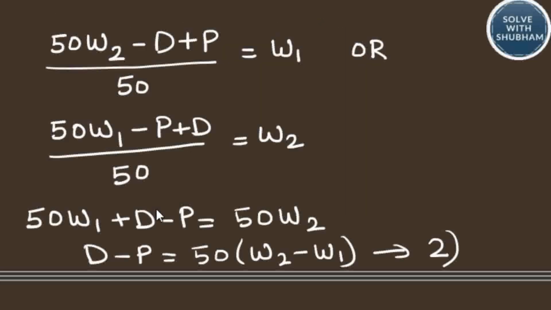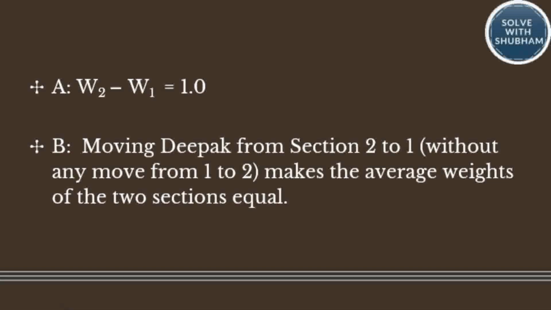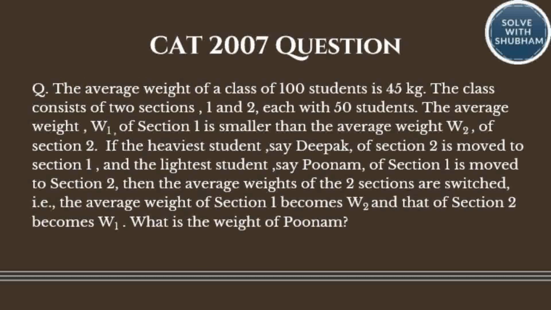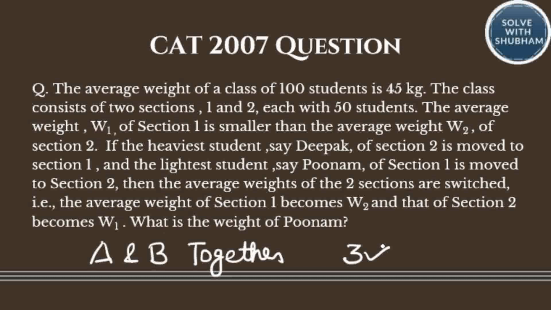So what does it mean? It means we need to combine both together to get the answer. So the answer would be mark 3, A and B together. We need to combine both the statements to get the answer. See, in this question, there was no need to solve and get W1, W2, D and P values. We just have to see which statement is enough to get the answer. I have just solved so that you understand the concept really well.